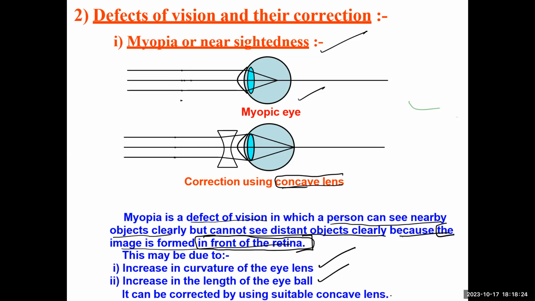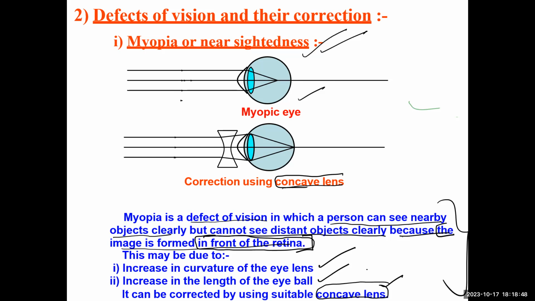And the third point here, we are talking about the correction of this eye defect. The correction will be done by a concave lens. So see here, what is myopia? Myopia is an eye disease where a person can see near objects but cannot see far objects. Since a person can see near objects, it is called near-sightedness.